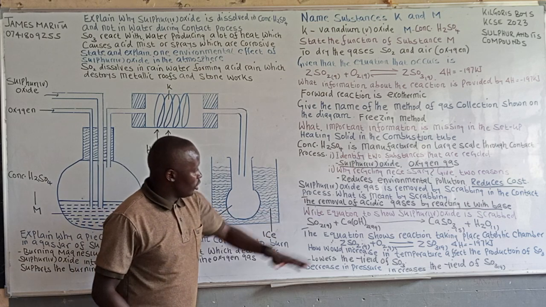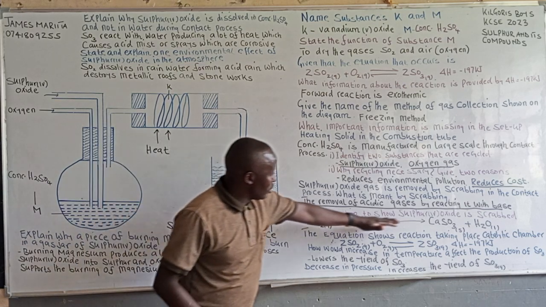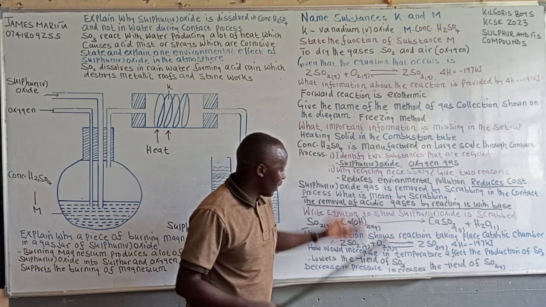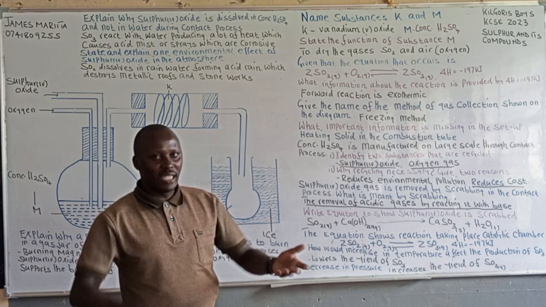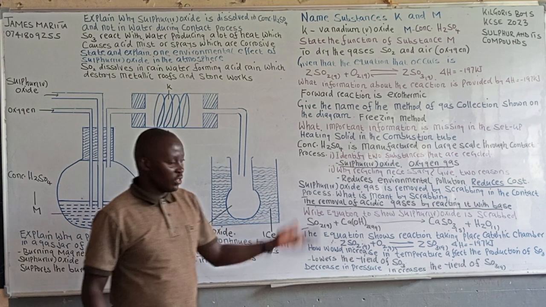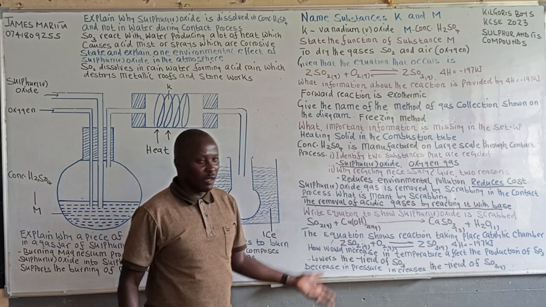Now, write an equation to show how sulphur oxide is scrubbed. To show this method of scrubbing the gas, we have sulphur oxide reacting with calcium hydroxide.